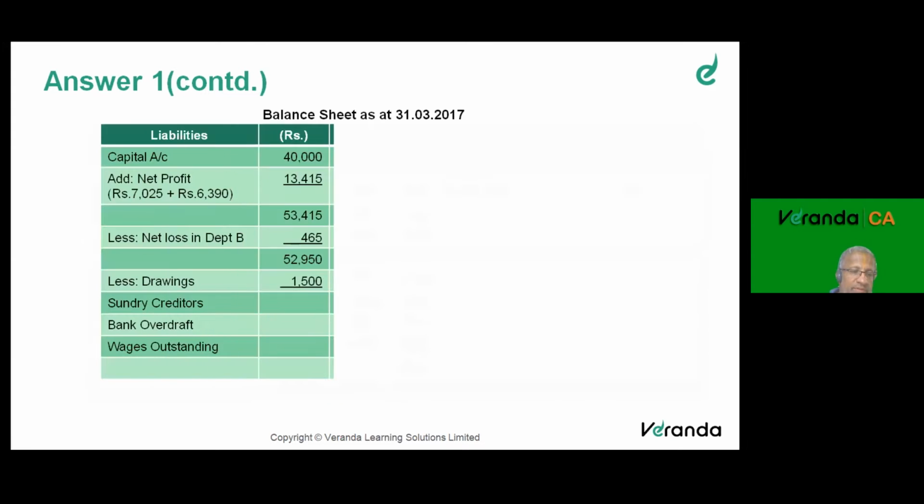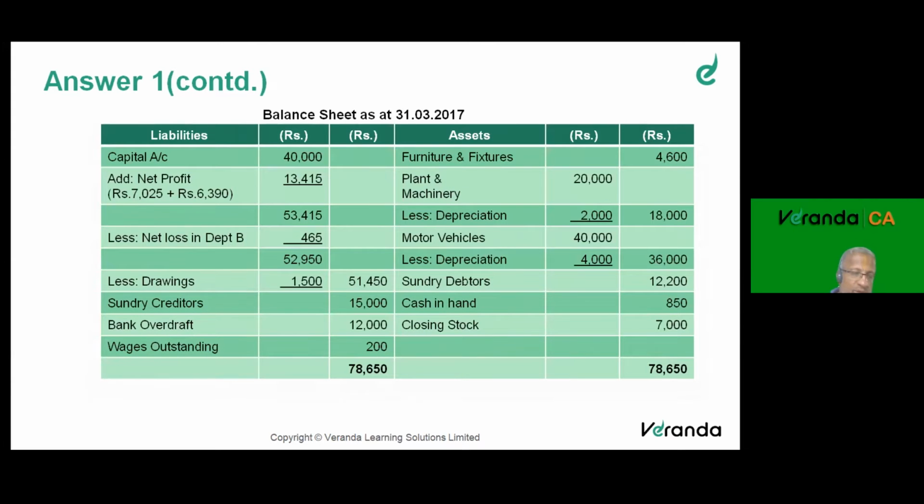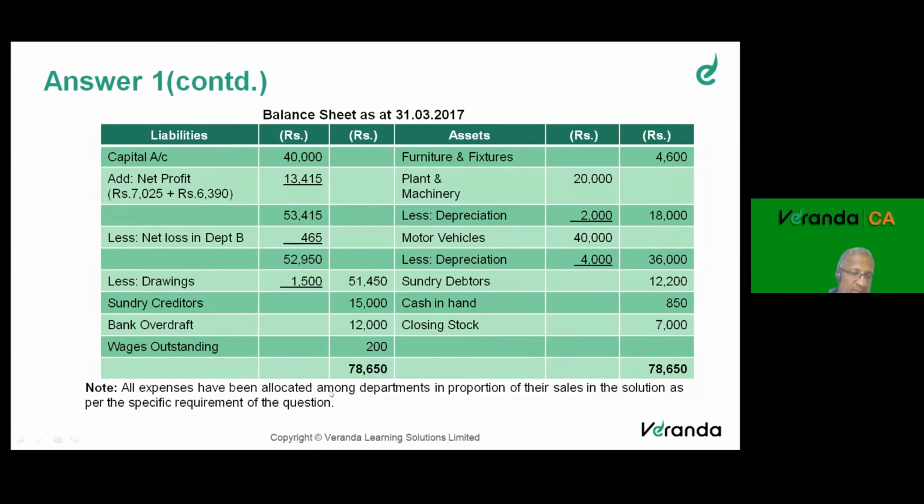So now, when we prepare a balance sheet, we are expected to add those. There is net profit and net loss together with drawings deducted, and 78,650, a very simple problem to handle. So all expenses have been allocated among the departments in proportion to the sales, and the solution is as per the requirement of the question. Quite naturally, the question did carry the direction as to how it is to be handled, and it got handled. So in my opinion, it's a very simple question.